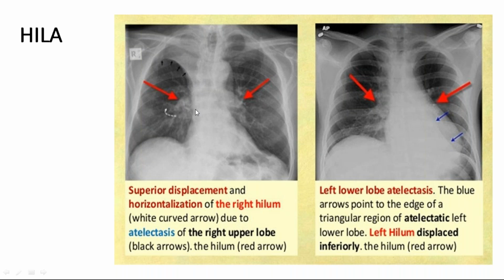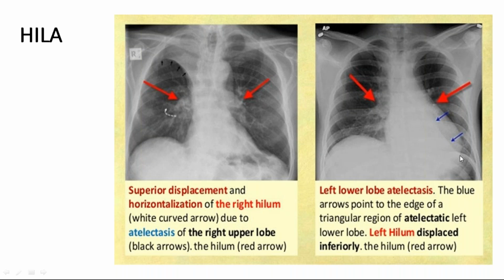So even if you miss this one, look at the hilum first. Why are the hila at the same level? Is the pathology on this side or that side? Look at this collapsed area. The black arrows are showing that. The hilum is indicated by the red arrows. And on your right, you can see the lobar atelectasis here.